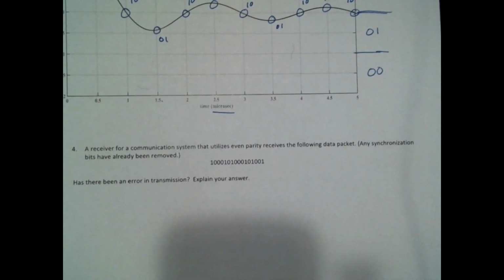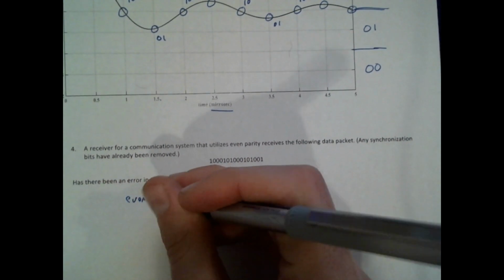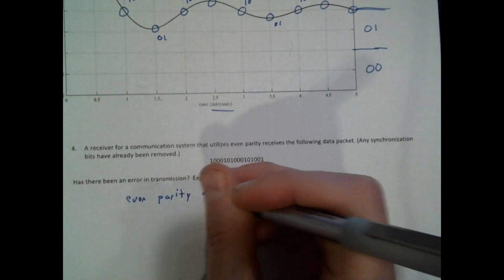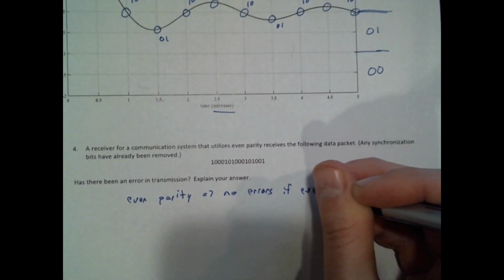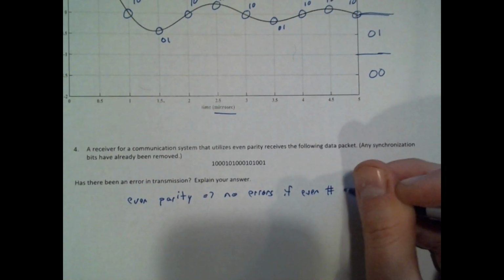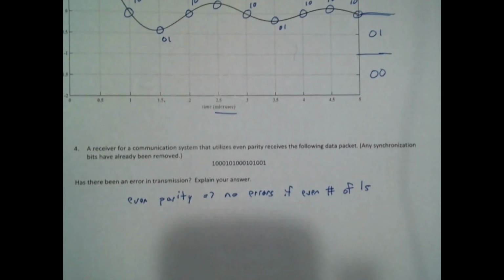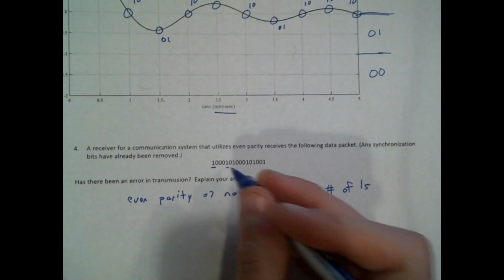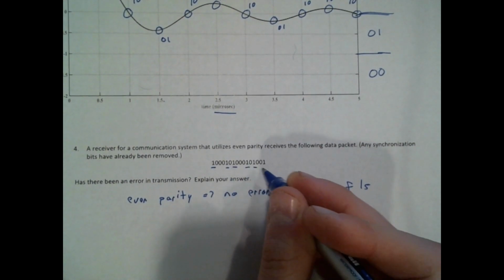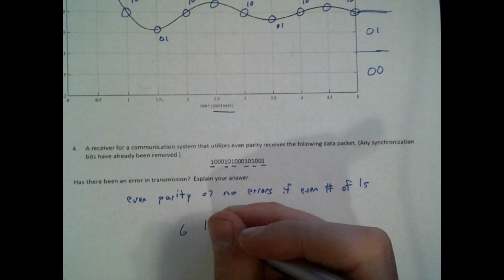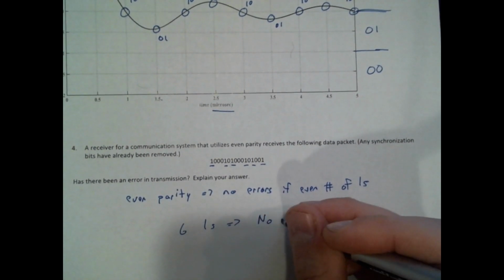For question 4, it says a receiver for a communication system utilizes even parity and receives the following data packet. Any synchronization bits have been removed. Has there been an error in transmission? So even parity means no errors if there is an even number of ones. Right, so we're just going to count. We've got 1, 2, 3, 4, 5, 6. So 6 ones means no error.